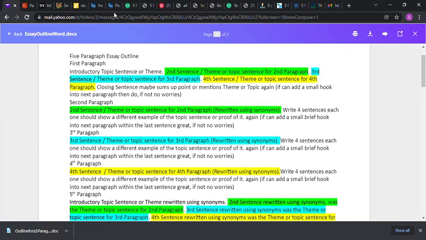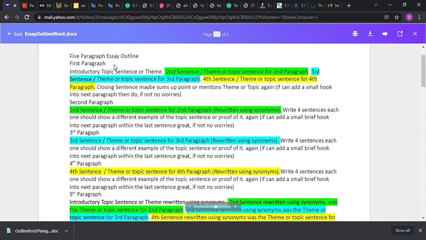So this is what I wrote, a 5-paragraph essay outline. It's not perfect. I couldn't find the old one from back in the day, but I found a bunch of them where other people had done it too. So I guess they couldn't find it either.